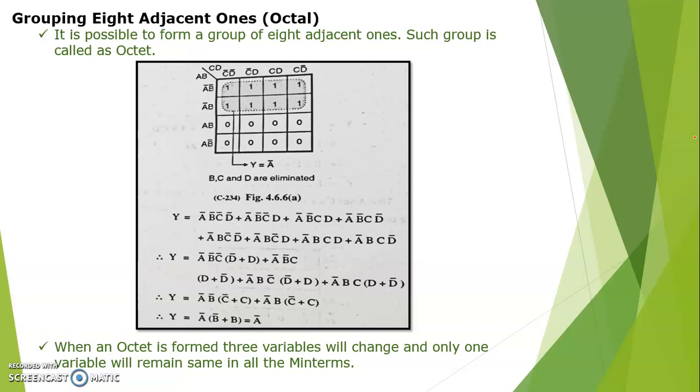Okay, so now your final Y is A bar. So you will get A bar. So there is a total of 8 terms in the octet, right? 8 addition 1, so you will get a value A bar. So you have to solve this equation like that. You can see that you have to use some laws and solve this equation. So this is some method for grouping 8 adjacent. You have to use this method. Using this method you can also do the grouping.